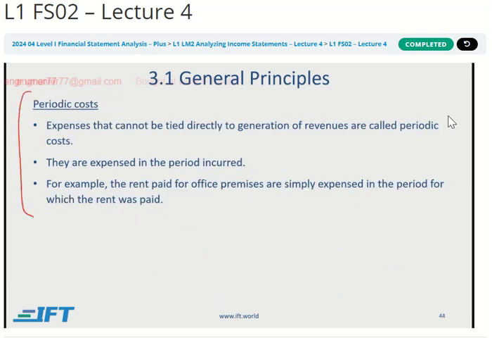Period costs, of course, will be expensed in the period incurred, such as the rent paid for the office, which is for that period, and it will be shown as an expense in that period.